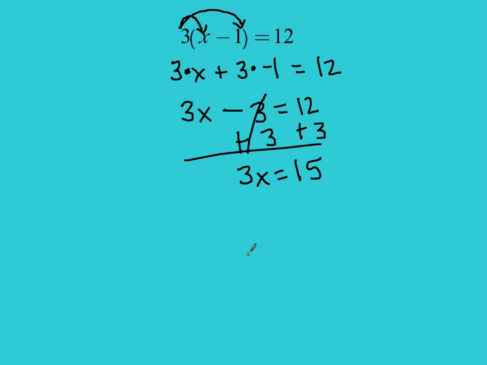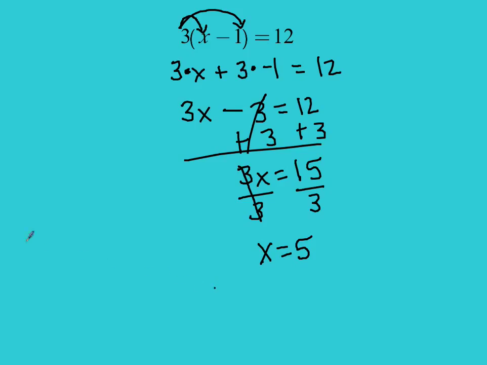We need to do the opposite of what the problem says. It says 3 times x. So we have to do the opposite of times 3. We need to divide by 3. So we divide the left and the right both by 3. The 3's on the left will cancel, and that will give us x equals 15 divided by 3 is 5. So we find out that our x is equal to 5.